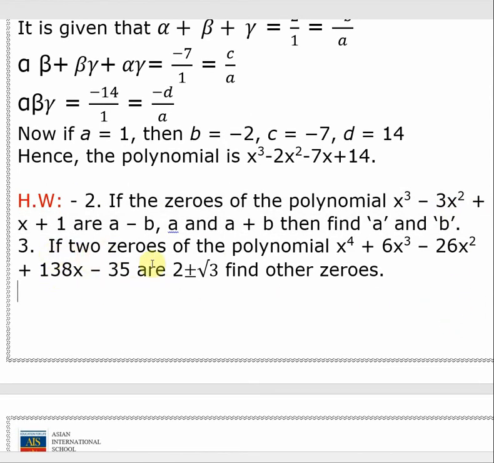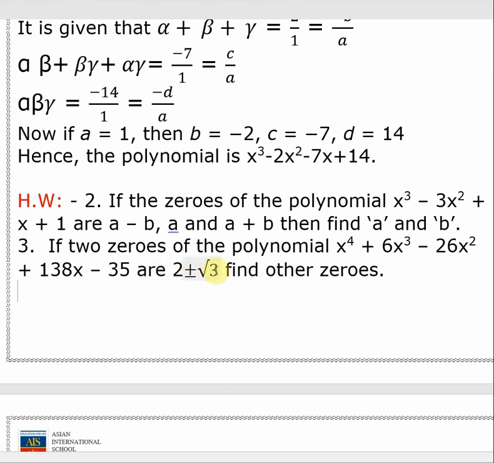Next, similar homework. This is the equation given: x to the power 4, a quadrupole. In this case, two zeros are given, 2 plus root 3 and 2 minus root 3. You have to find the other two zeros. Similar sum, it's an easy sum.